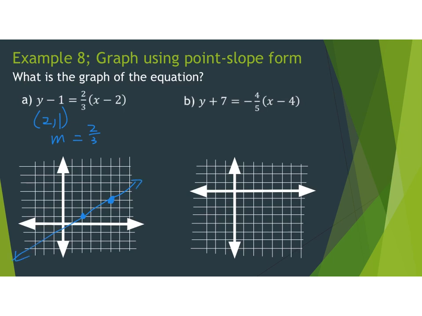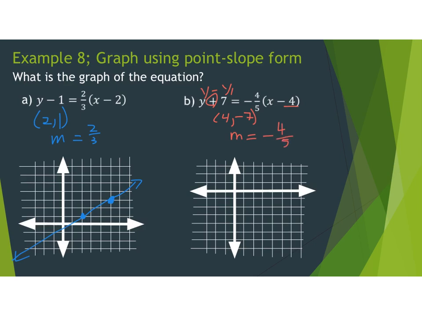So that would be my line of the first one. And then part B, find my slope. It would be 4, negative 7, because our point slope form says it has to be y minus y1. And since it's a plus, it needs to be a double negative there, so it makes it a negative 7. And my slope is a negative 4/5.